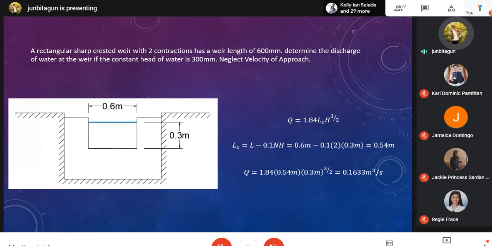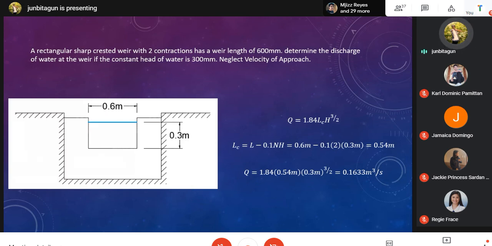Ano ulit yung formula ng Lc for a double contraction? So, L minus 0.1 N H, yung N value mo, 2, kasi double contraction nga. And then, yung H niya is 0.3. Take note, yung 0.3 na yan ay yung height ng fluid hanggang dun sa taas ng ating weir. Okay, hanggang sa taas ng weir dun sa may contraction part. Hindi siya yung total depth. May mga nalilito dito. Akala nila yung height ay yung total na lalim ng fluid sa loob.